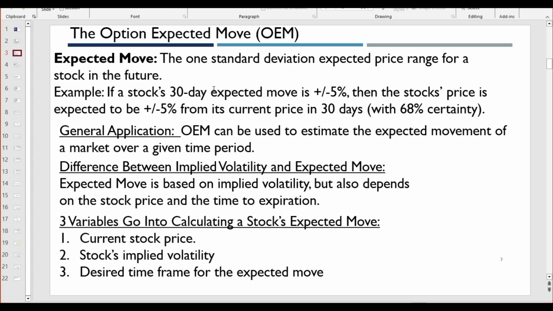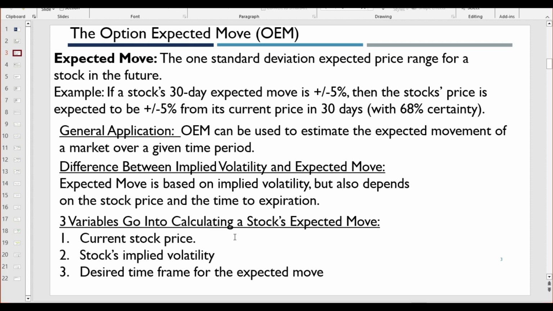So the general application is that option expected move can be used to estimate the expected movement of a market over a given time period. We were just talking about implied volatility, so what's the difference between that and the expected move? The expected move adds that time dimension. The implied volatility gives us a certain distance, and with expected move, we also add this dimension of time.